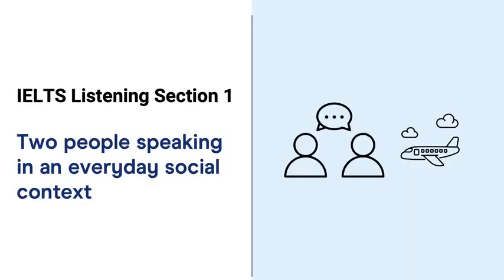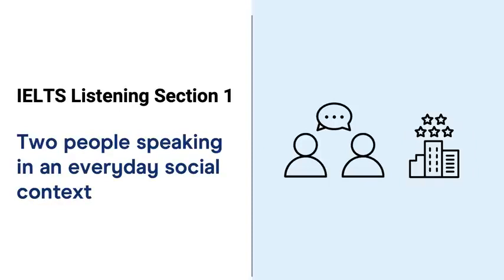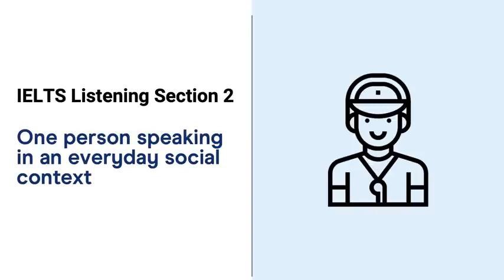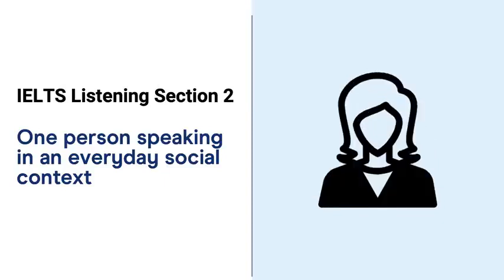In IELTS listening section 1, you'll hear 2 people speaking in an everyday social context. For example, maybe you'll hear 2 people talking about travel arrangements, or purchasing clothes, or booking a hotel. In section 2, you'll hear a single person, one person, speaking in an everyday social context. For example, you might hear one person talking about a new sports facility, or a park ranger talking about a camping ground, or a person talking about career development.